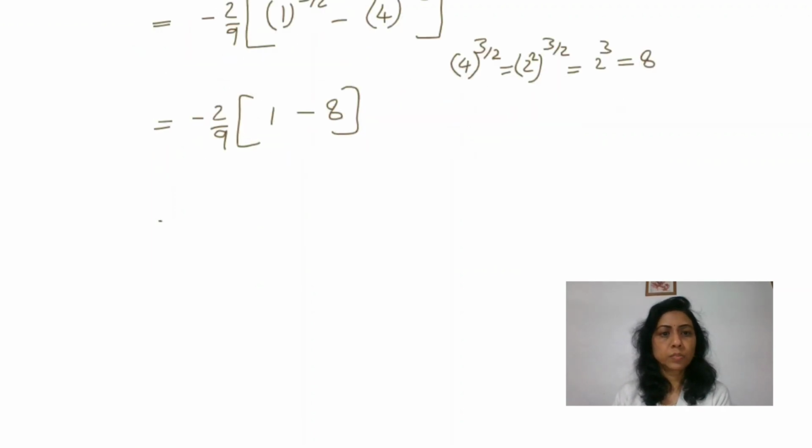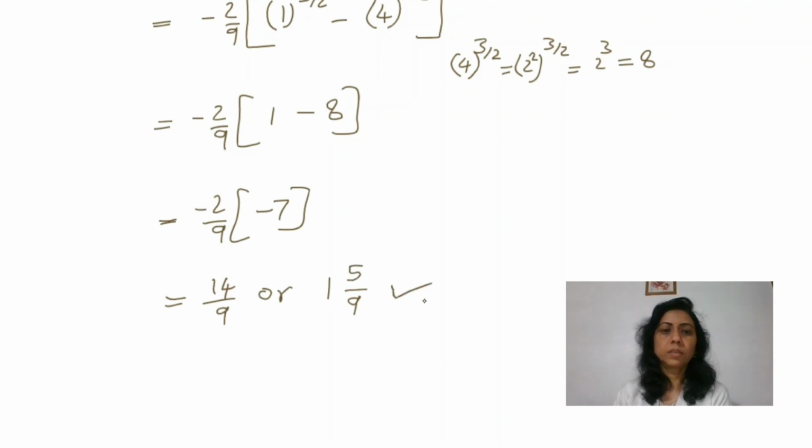And this is minus 2 upon 9 times (1 minus 8), which is minus 7. So the answer is 14 upon 9 as an improper fraction, or as a mixed number, 9 times 1 is 9 and remainder 5, so 1 5 upon 9. This is the answer: 14 upon 9 or 1 5 upon 9.